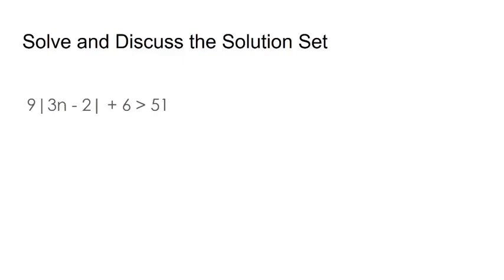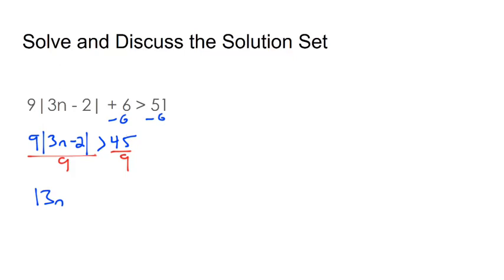So I'm going to start by subtracting 6 from each side. So we have 9 times the absolute value of 3n minus 2 is greater than 45. And then I'm going to divide by 9 on each side, and then we've isolated our absolute value. Oh, did I write equals? Whoops. After we divide by 9 on each side, we get the absolute value of 3n minus 2 is greater than 5.